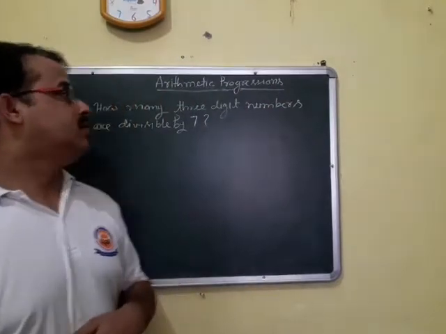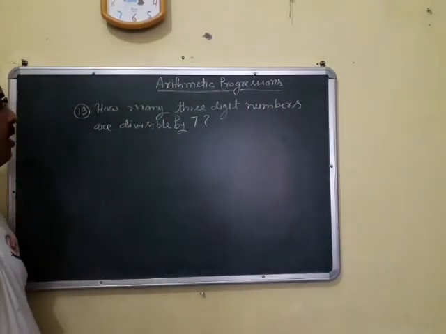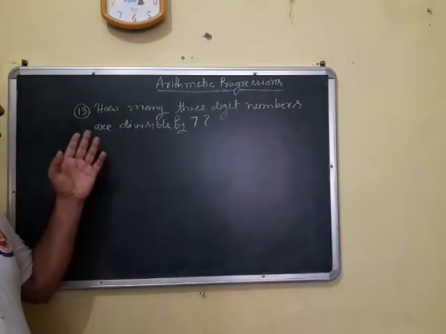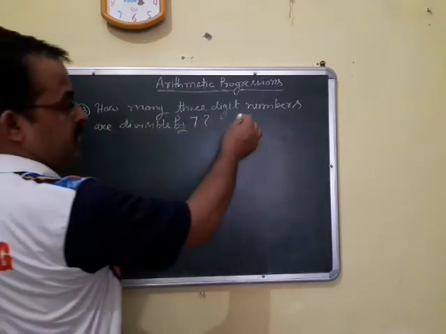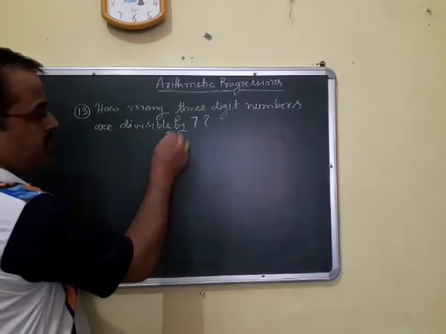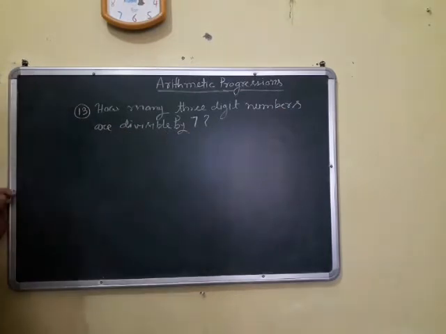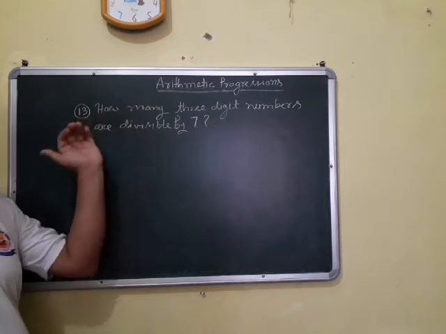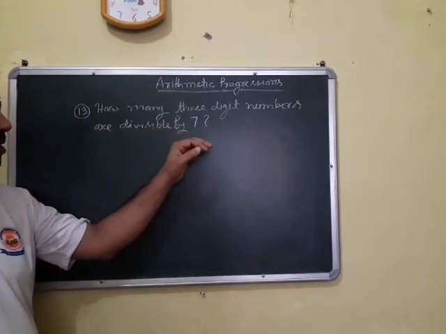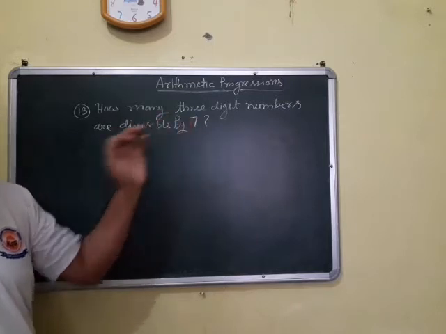Your running chapter is Arithmetic Progression. Here is question number 13. How many three-digit numbers are divisible by 7? तो कहने के मतलब कितने ऐसे नंबर्स हैं जो डिविजिबल होंगे किससे, 7 से. Clear?